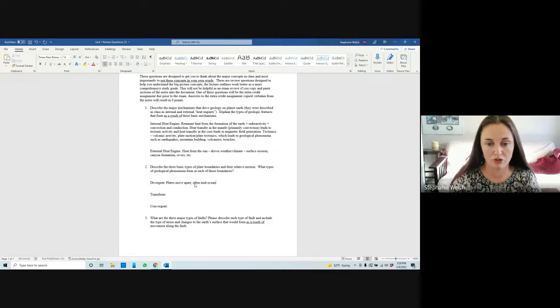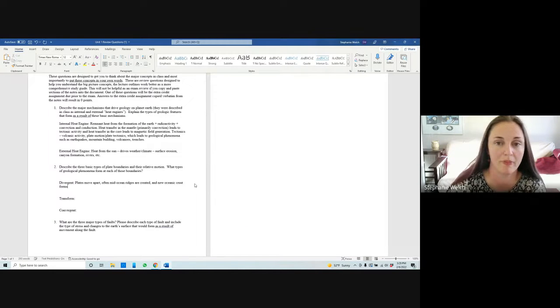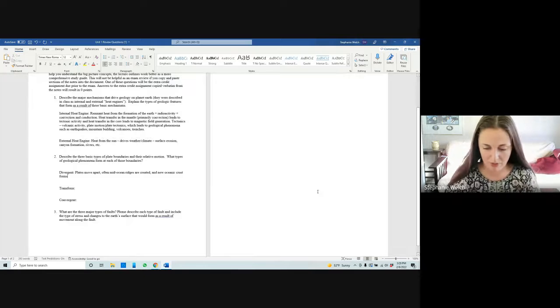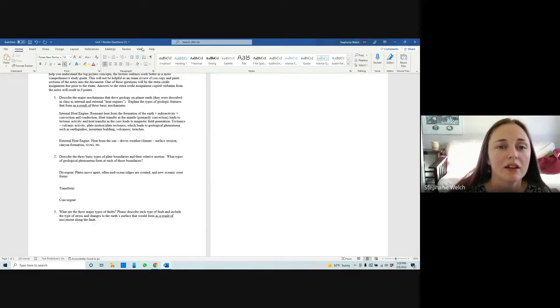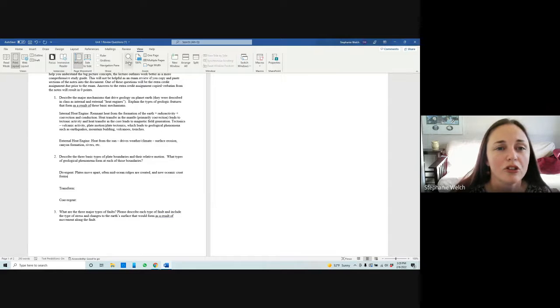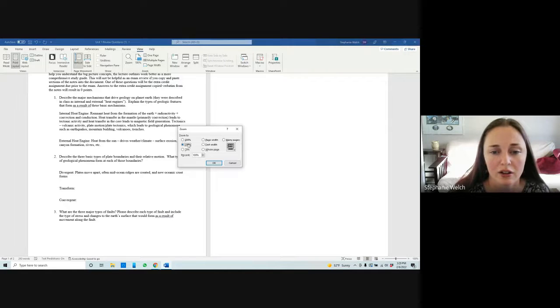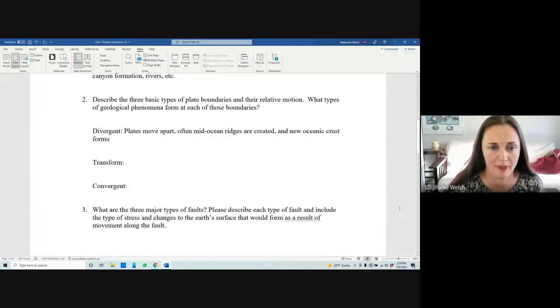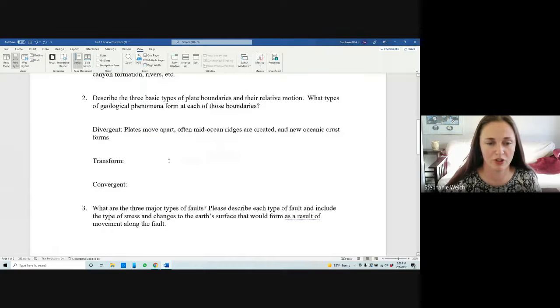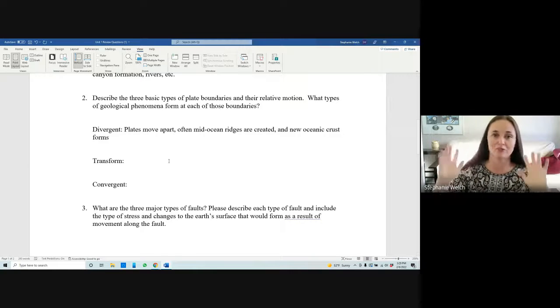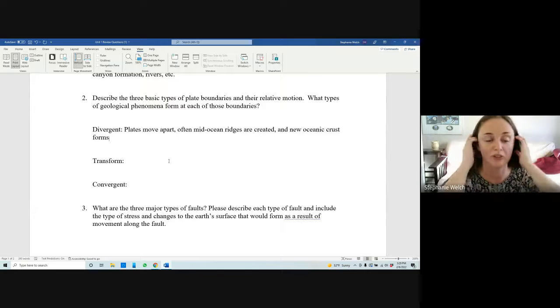Often mid-ocean ridges are created. And new oceanic crust forms. I could probably make this bigger. It just occurred to me that seeing this through another screen, yeah, that's better. I bet some of these words are really, really hard to read. And if anything like that ever comes up, like, can you make the text bigger? Just shout it out at me. You won't hurt my feelings, I promise.